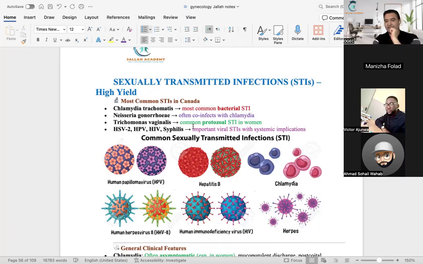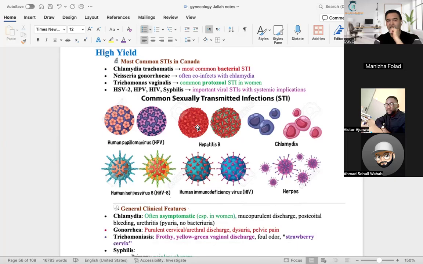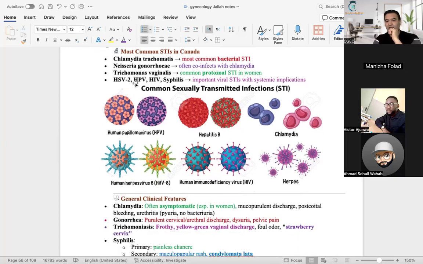Trichomonas vaginalis is the more common protozoa, sexually transmitted in women. So if they're asking about the most common bacterial, chlamydia. If they're asking about the most common protozoa, Trichomonas vaginalis. If they're asking about the most common virus, then you can mention HPV. Herpes simplex, HPV, HIV, syphilis are important sexually transmitted infections with systemic implications.